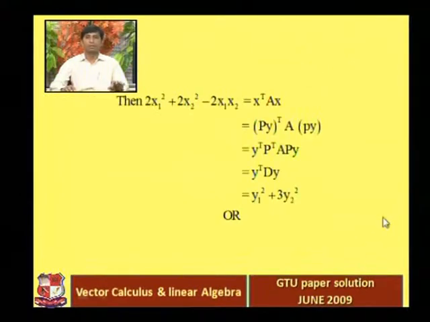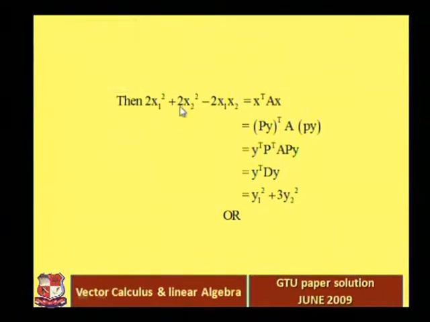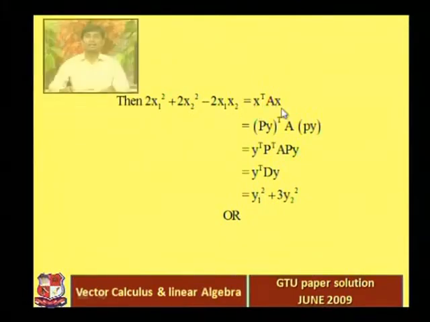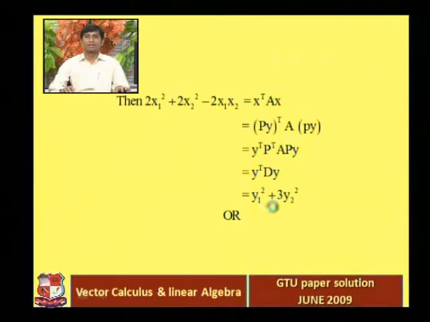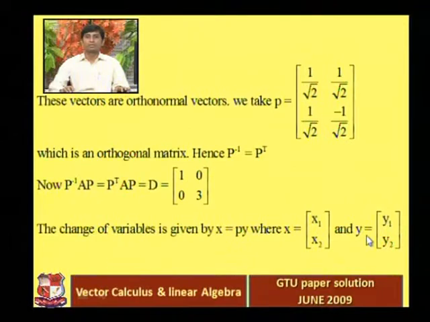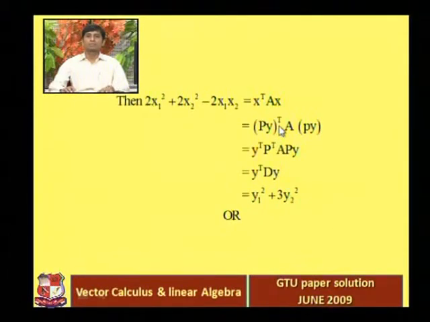Where x is [x1; x2] and y is [y1; y2]. Okay, and then 2x1 square plus 2x2 square minus 2x1 x2 is equal to x transpose A x. We use here x equal to P y, so (P y) transpose into A, with x as P y. Using the properties of transpose, we know that (AB) transpose can be expressed as B transpose into A transpose.